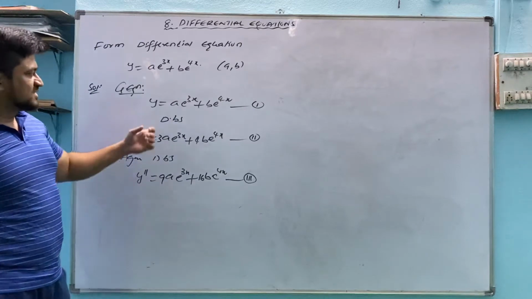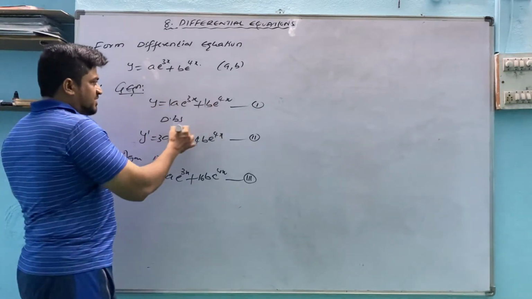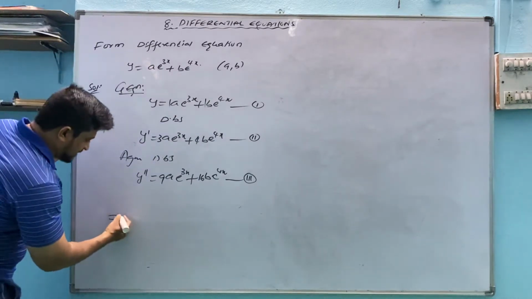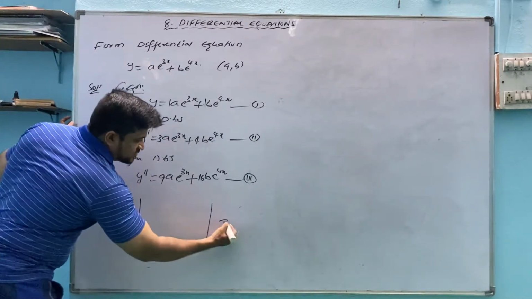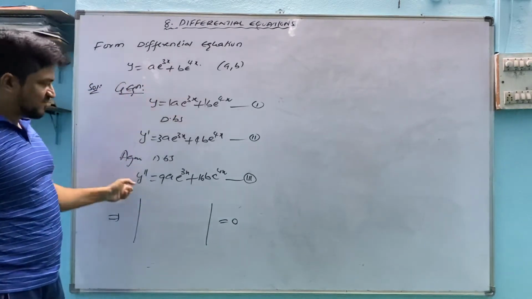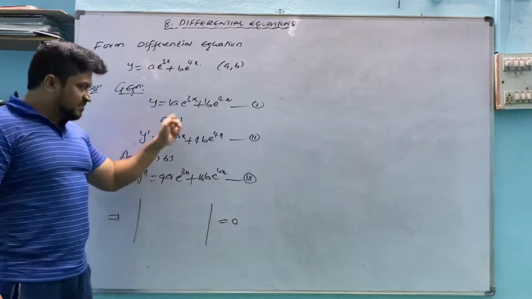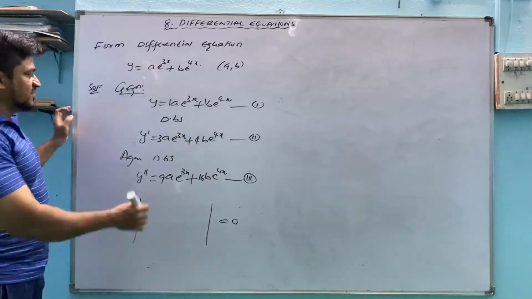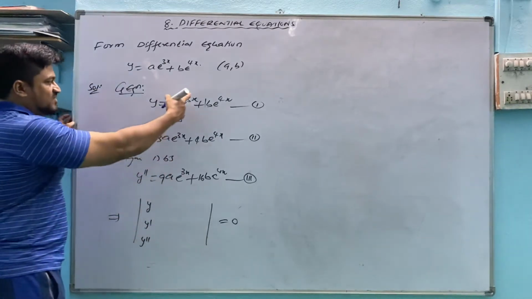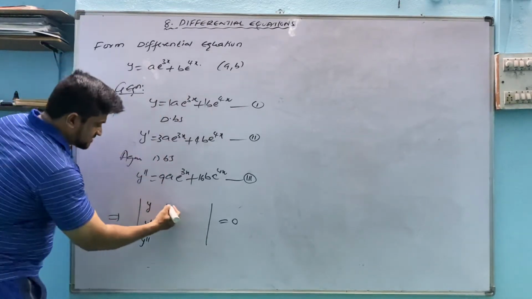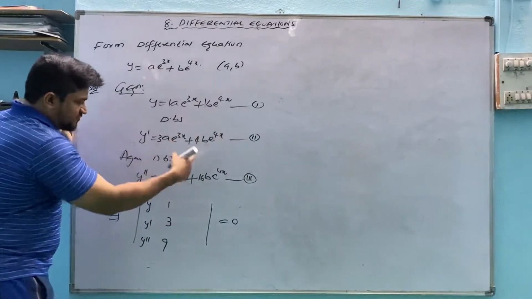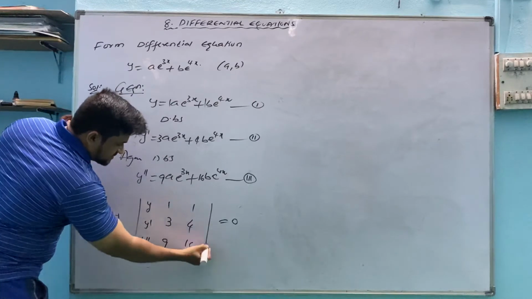Now what we have to do is, if we find a, b and e, all values are common, so you can write this in a determinant equal to 0. Three equations are there. If I take all three equations to one side, the right side value will be 0. That's why the determinant of these three equations is 0. First y, y dash, y double dash. Then leave the common values and write the numbers. 1, 3, 9. Common values are cancelled. 1, 4, 16.